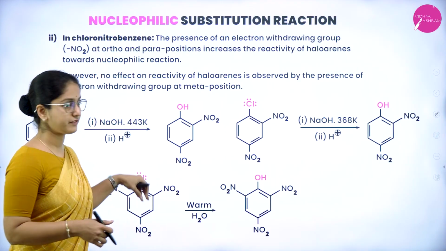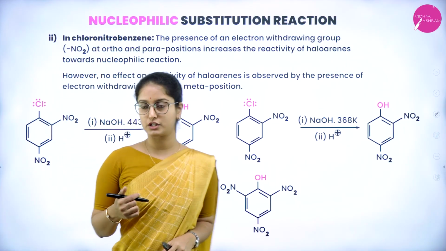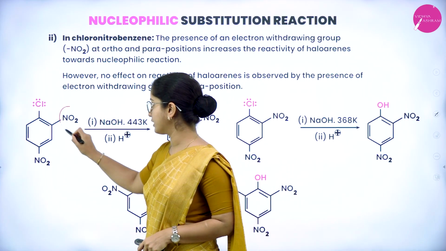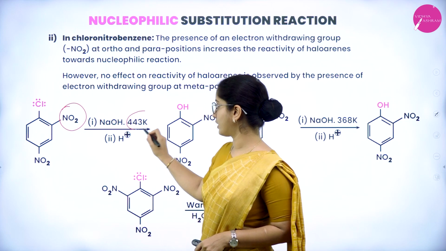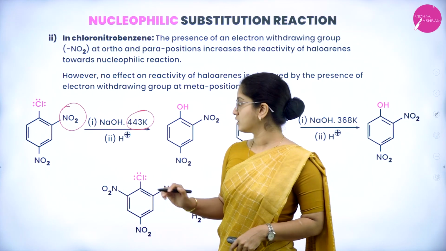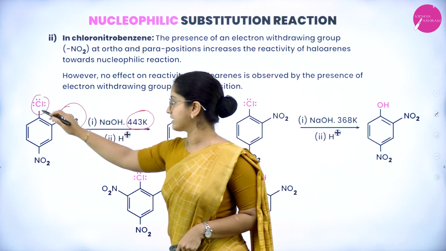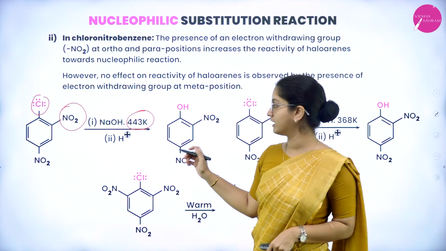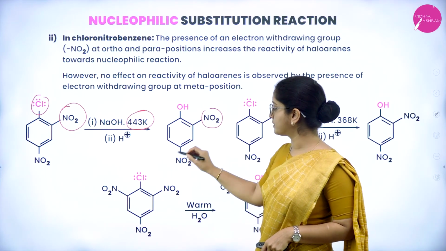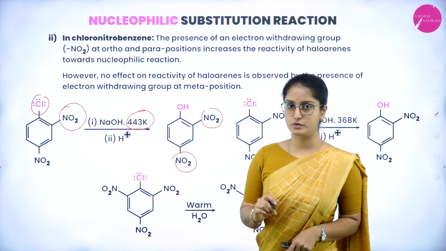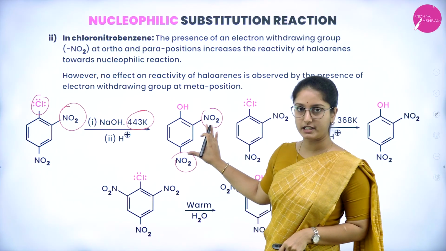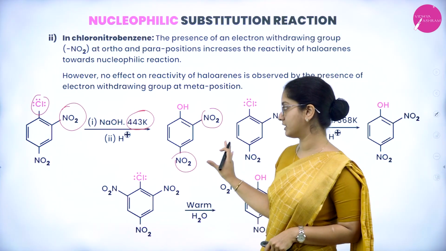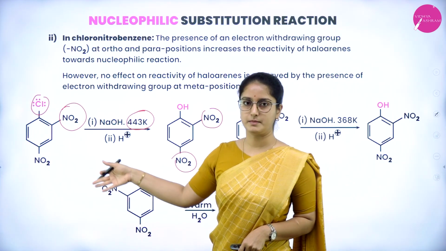Here are three different reactions. In the first reaction, we know NO2 is the electron withdrawing group. At a temperature of about 443 Kelvin, the chlorine atom is replaced by OH, with NO2 groups in the ortho and para positions, not in the meta position. This will make the reactivity more towards the nucleophilic substitution reaction because of the stabilization.